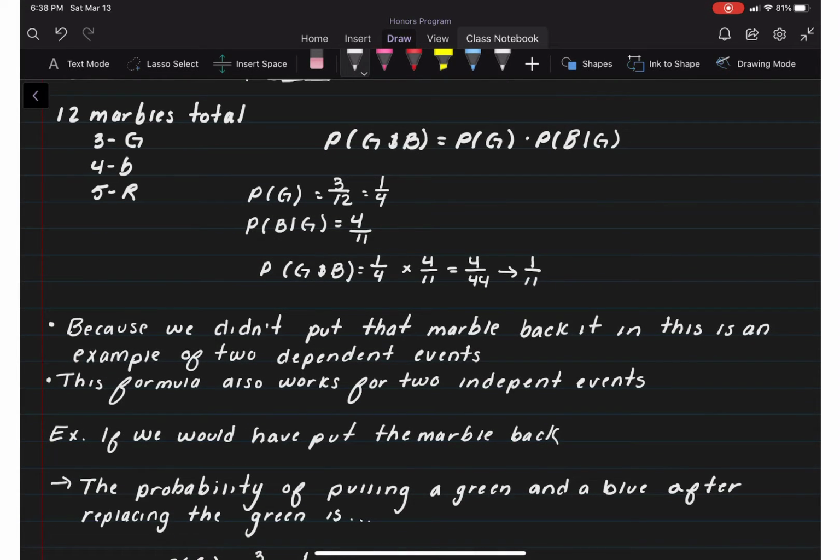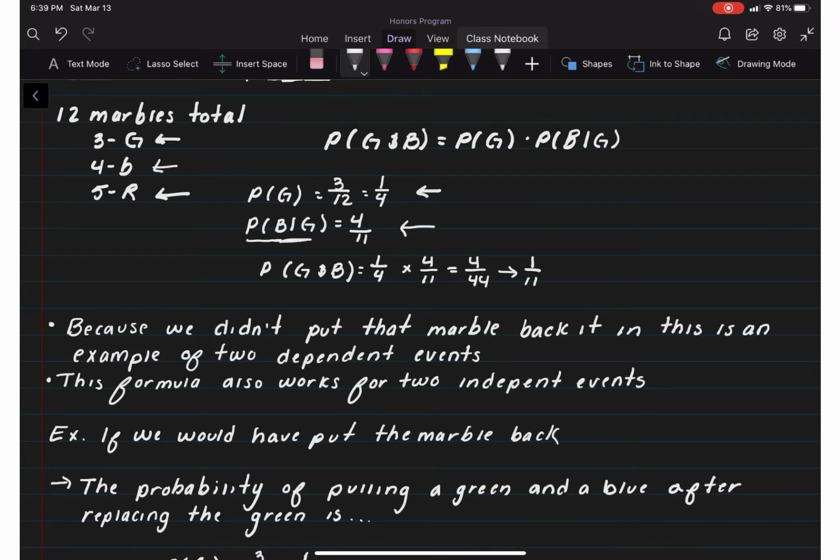So let's say we have 12 marbles in total. 3 of them are green, 4 of them are blue, and 5 of them are red. What we get is that, let's say the probability of green, right, is 3 out of 12, because there's 12 marbles, 3 green. Then the probability of blue marbles given green marbles is 4 out of 11.